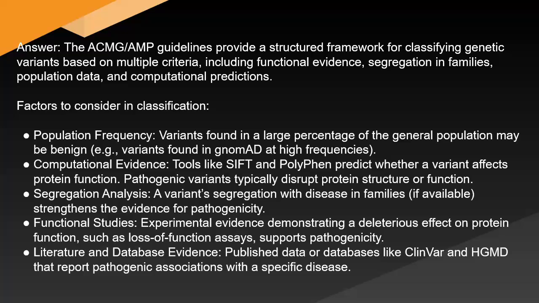Segregation analysis. A variant segregating with disease in families, if available, strengthens the evidence for pathogenicity. Functional studies. Experimental evidence demonstrating a deleterious effect on protein function, such as loss of function assays, supports pathogenicity. Literature and database evidence. Published data or databases like ClinVar and HGMD that report pathogenic associations with a specific disease.